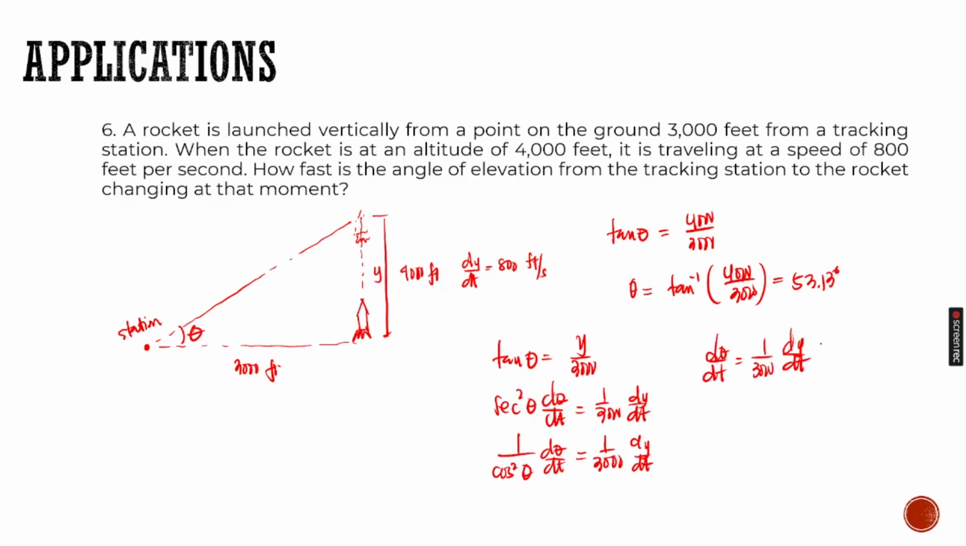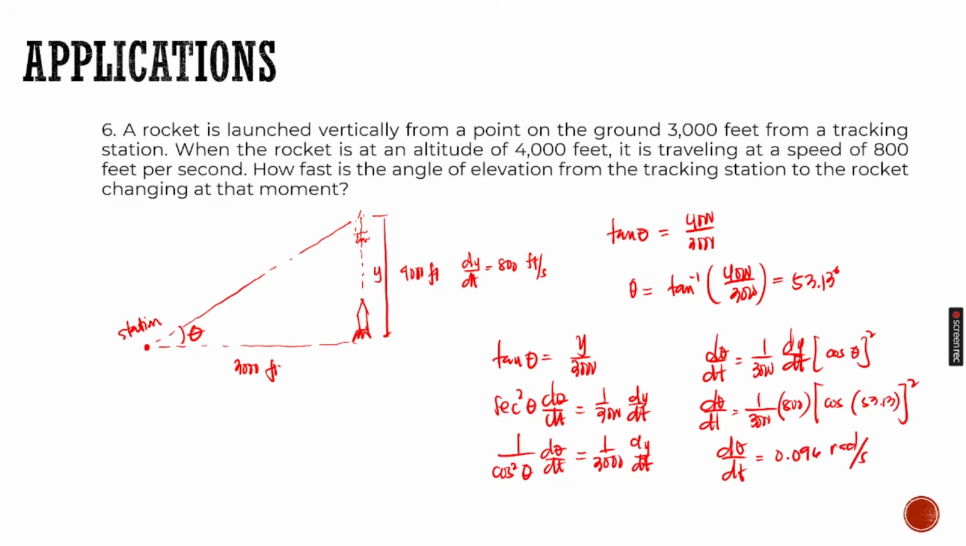Then yung 1 over cosine magiging cosine squared theta. Ayan, same thing yan, no? So, d theta, substitute natin yung mga values. 1 over 3,000. Then we have here 800 for dy over dt. Then we have cosine of 53.13 degrees, then squared. Therefore, d theta over dt is about 0.096. That is radians per second.